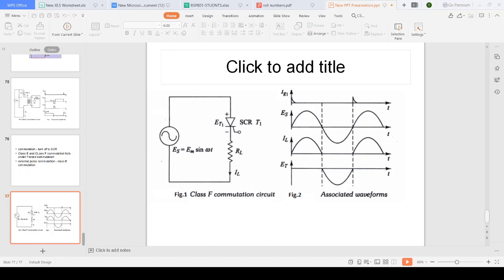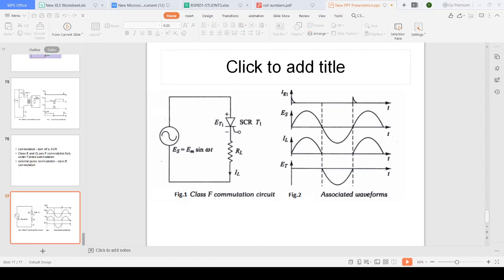The time duration of this reverse voltage should be longer than the turn off time of an SCR. Then only this method will be successful. If the reverse voltage time is less than the turn off time of the SCR, then this method becomes unsuccessful. Commutation will not take place.